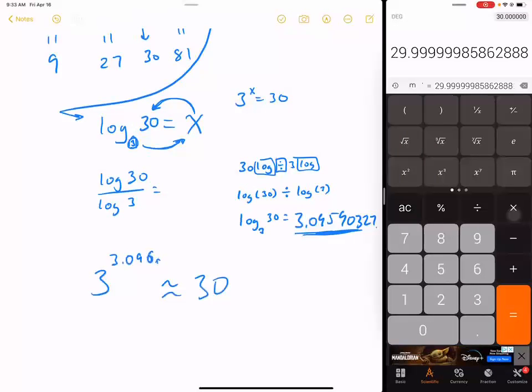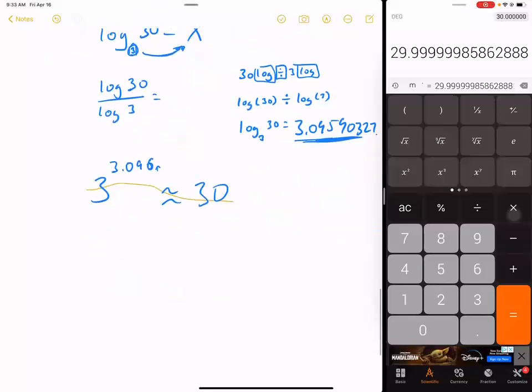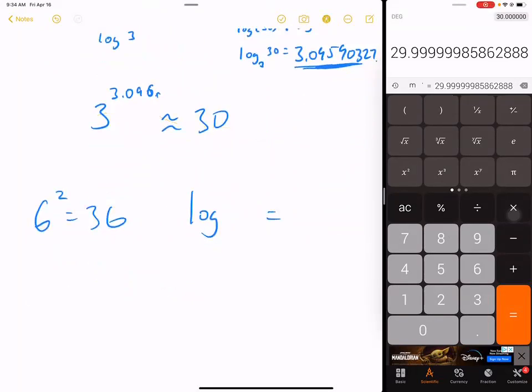But let's go ahead and talk about what you guys are going to do. You guys are going to do the basic part of this, and you're just going to rewrite logs as our first thing. We're going to rewrite some logs. If I give you 6 squared equals 36, please write this in log form. How would I write this as a log? What's the base? What's the exponent? What's the answer? The base, the exponent, and the answer.